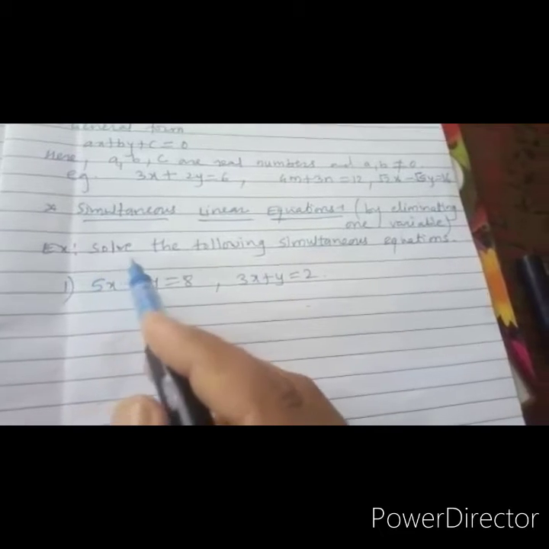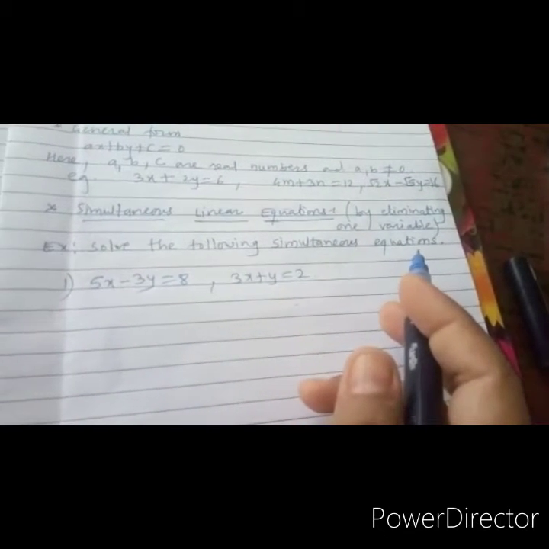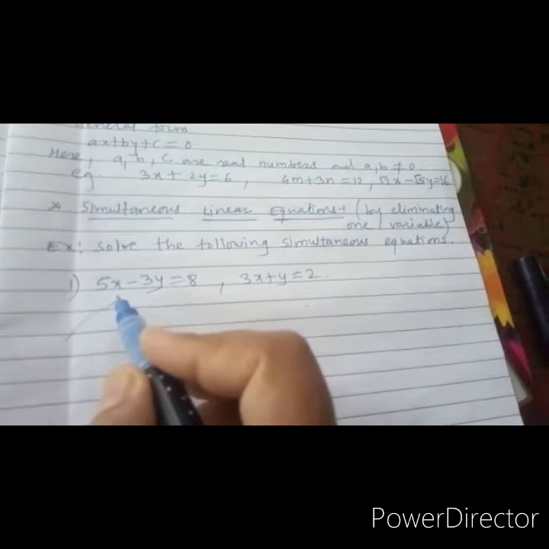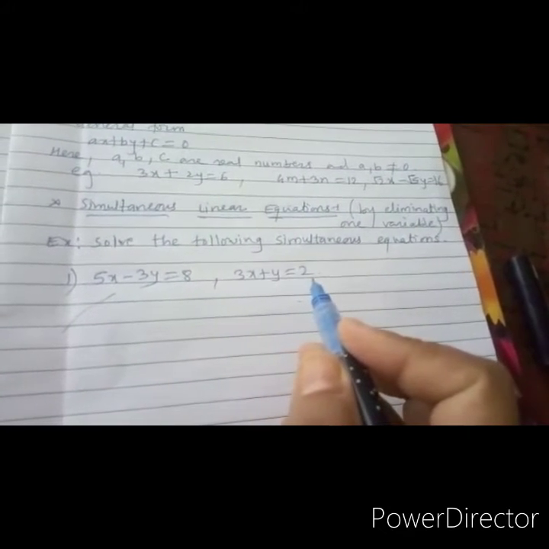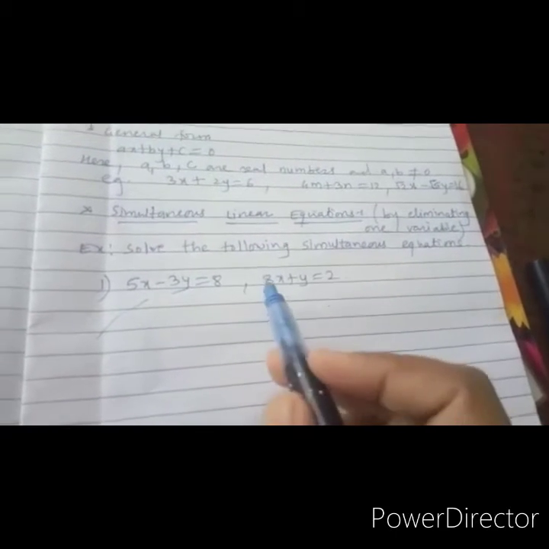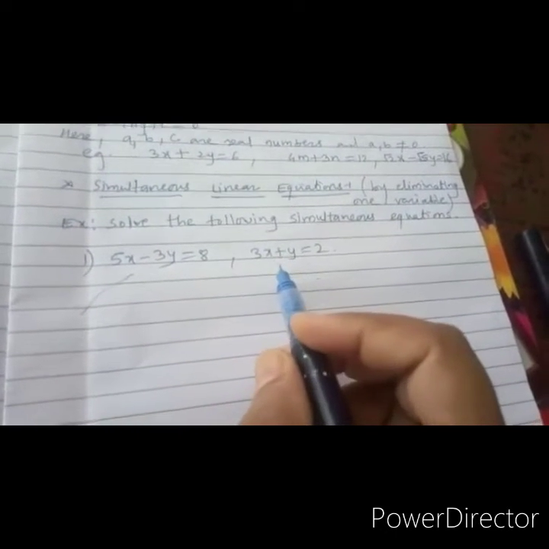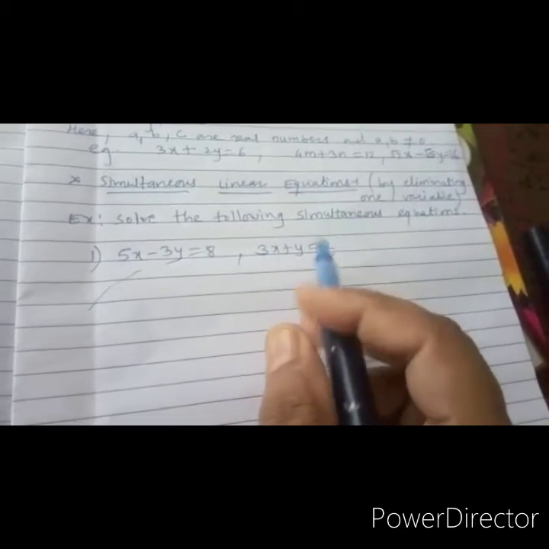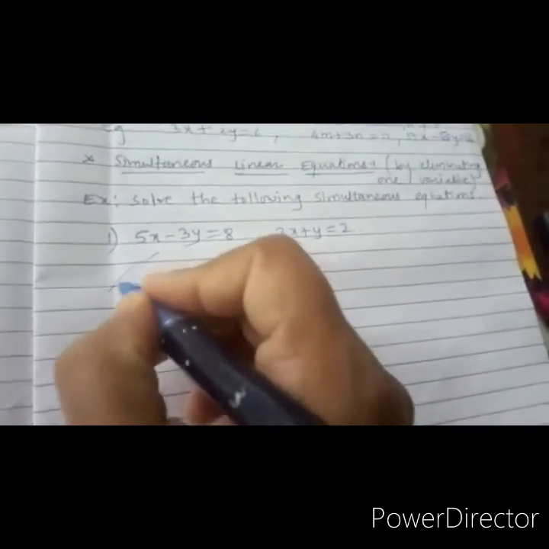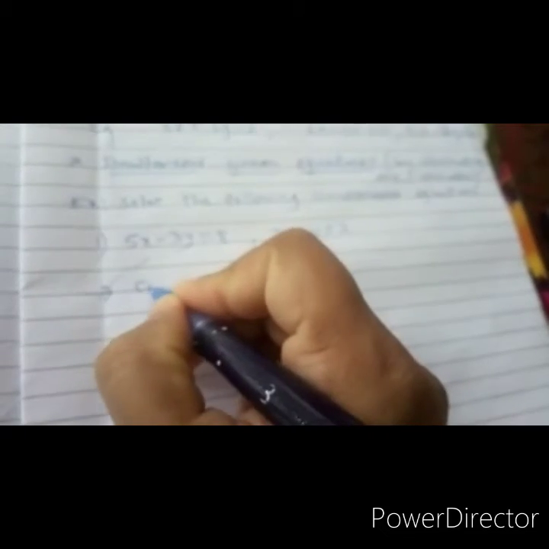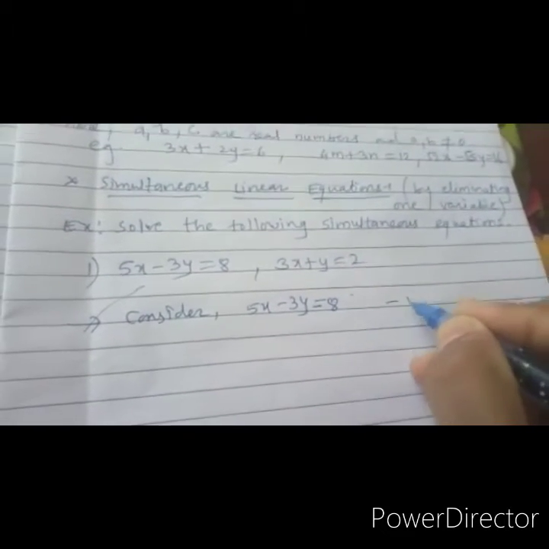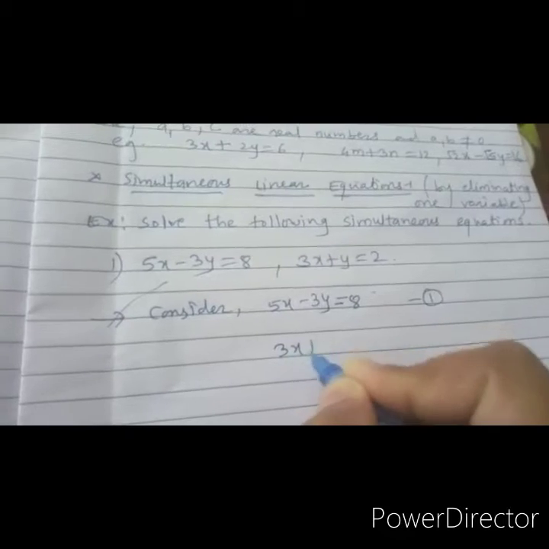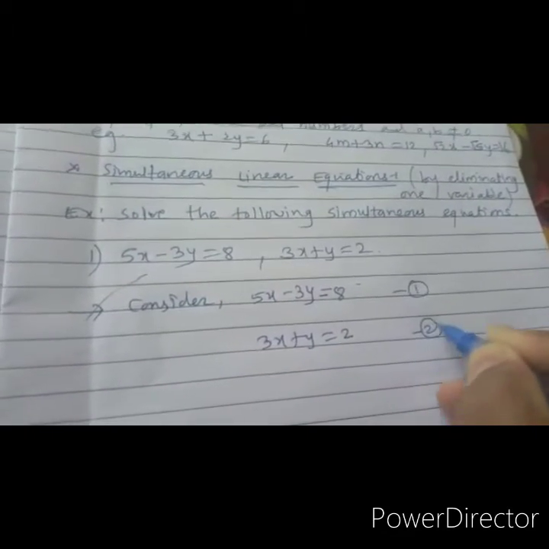So let us solve the following simultaneous equations. Example number 1, 5x minus 3y is equal to 8 and 3x plus y is equal to 2. Already we have seen these examples in standard 9, how to solve these equations by eliminating one variable. So consider 5x minus 3y is equal to 8, equation number 1. 3x plus y is equal to 2, equation number 2.